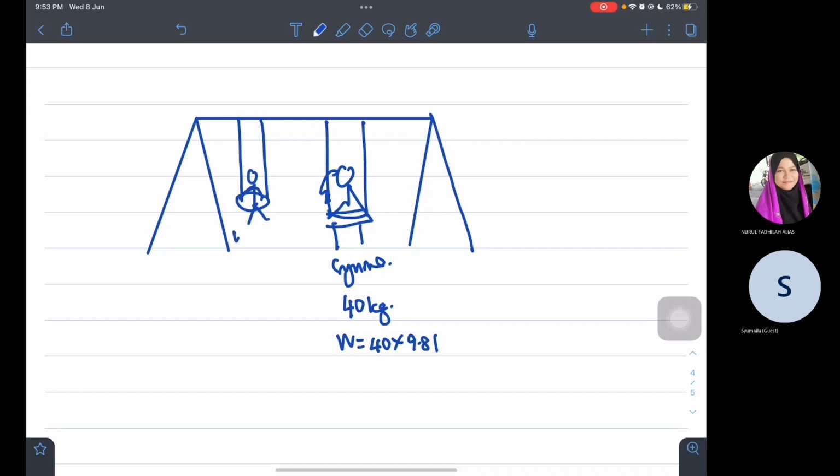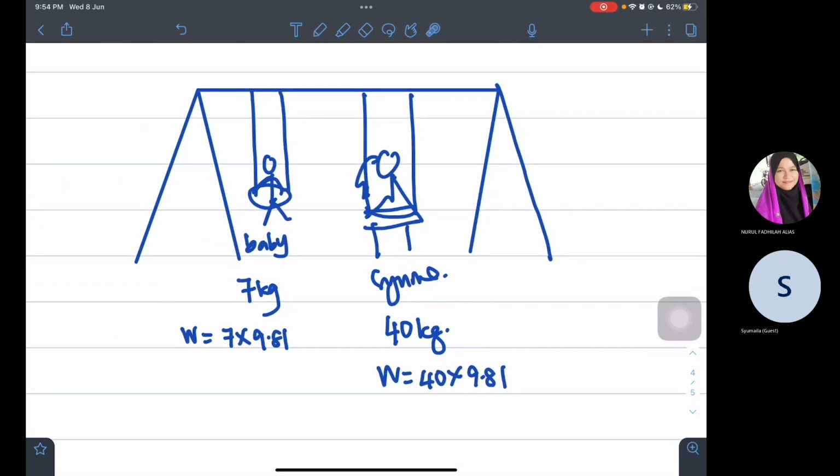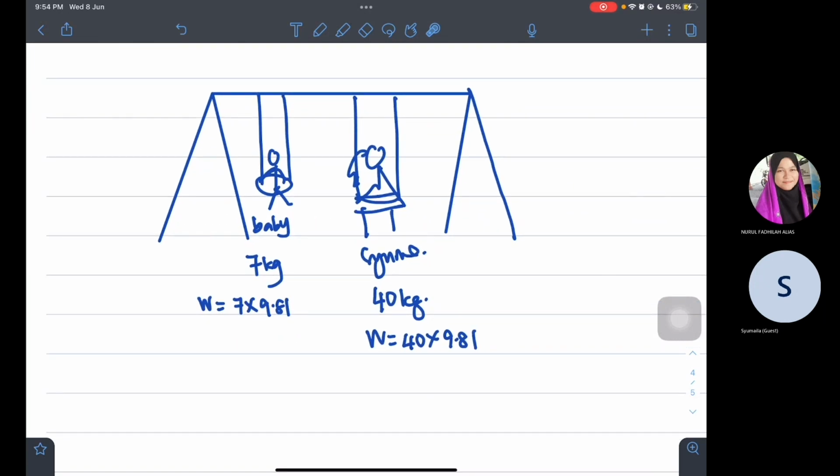Ni baby ni. Baby, let's say the mass 7 kg. Weight dia 7 times 9.81. Who is heavier? Cuma 40 kg lah. Jadi, based on your experience, kan, siapa yang lagi senang nak ditolak untuk start berayun? Baby ke you? The baby. The baby. Why? Because it has less mass.